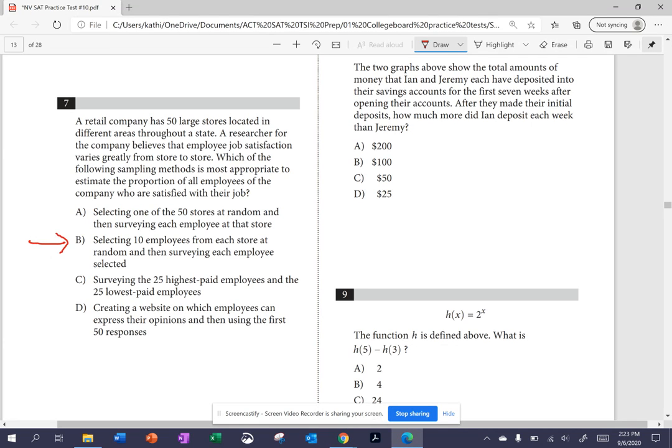When I am doing surveys, I need to make sure I'm random and I'm covering all the areas that I'm talking about. Okay, so the random is really important. All right, let's try 8.